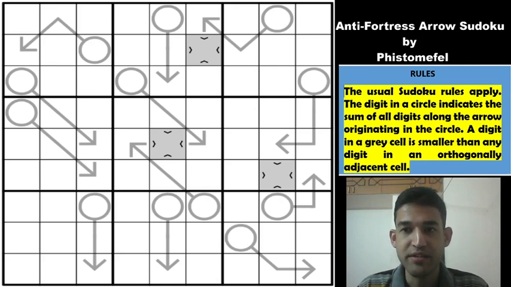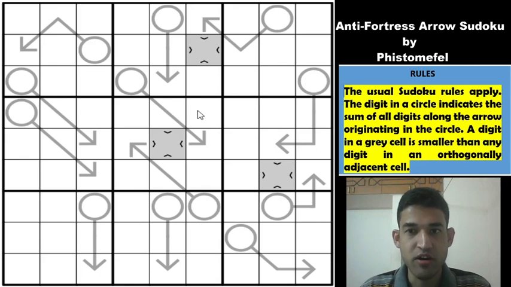A digit in a gray cell is smaller than any digit in an orthogonally adjacent cell. So this is the opposite of a fortress. So whenever you find a gray cell, so there are 3 gray cells here, then this gray cell will be lesser than all these 4 adjacent cells. Similarly, this gray cell and similarly this gray cell will be lesser than all 4 adjacent cells. So these are the rules. With that, we'll start solving this Sudoku.